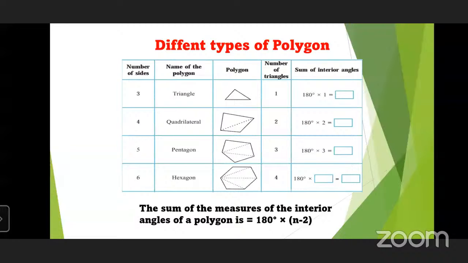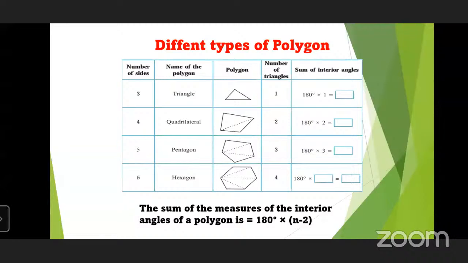Number of sides is 4, name of the polygon is quadrilateral. Now you can see a figure of quadrilateral, and if we divide it into two parts, it will give you two triangles. If there are two triangles, then the sum of interior angles will be 180 degrees multiplied by the number of triangles. It means 180 degrees multiplied by 2, that will be 360 degrees.